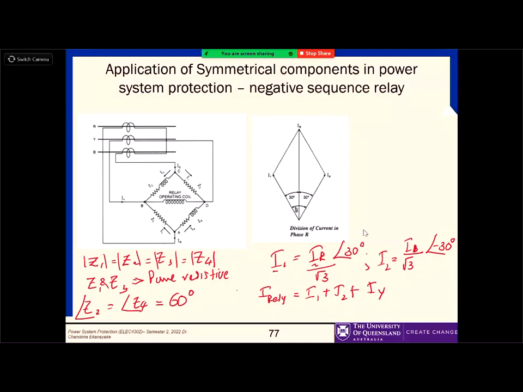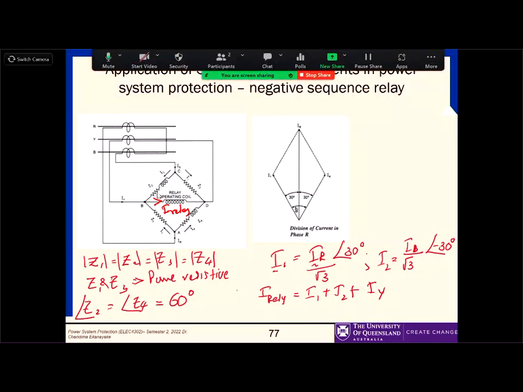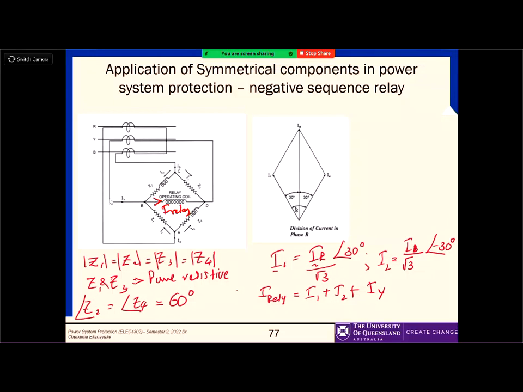So now, if you think about the relay current here, mark it as I relay. Relay current is equal to the addition of I1, I2 and I3, I1, I2 and IY is equal to the relay current. Okay? Right?